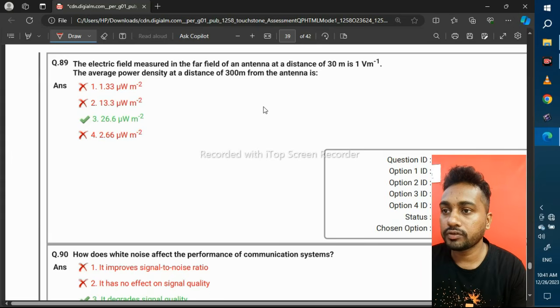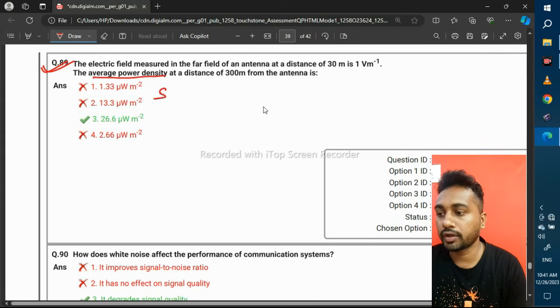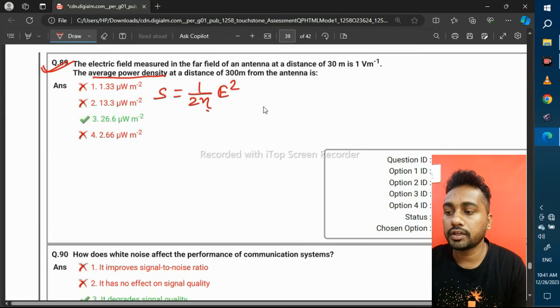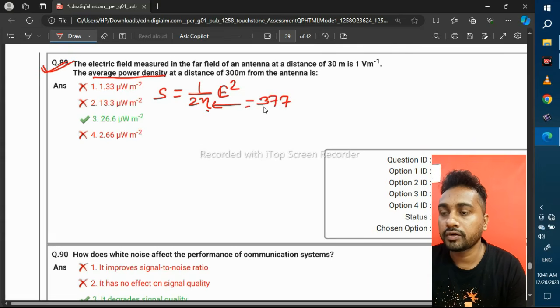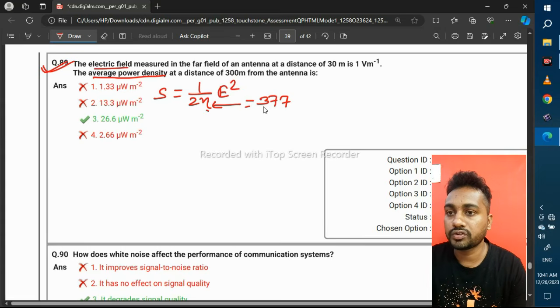So if you check this also, question 89, power density, we need to find the average power density. Average power density means what? S equals 1 by 2 eta E square. Here, eta is what? Eta is the intrinsic impedance of free space, that is equal to 377, and E is the electric field strength.